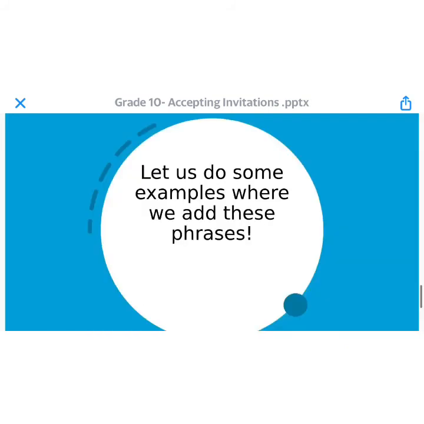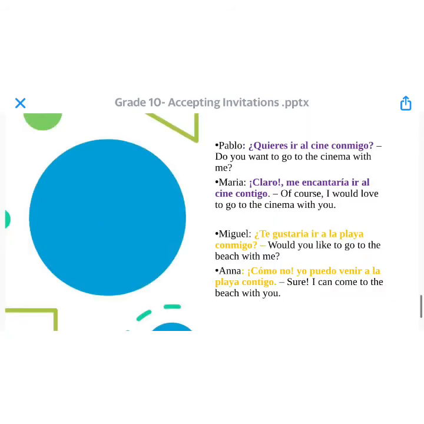So let us do some examples where we add these phrases to the other methods of accepting invitations. So let's say, for example, Pablo says to Maria, ¿Quieres ir al cine conmigo? Meaning, do you want to go to the cinema with me? Maria could respond by saying, Claro, me encantaría ir al cine contigo. Meaning, of course, I would love to go to the cinema with you. So right away, we see where Maria added claro, meaning of course.